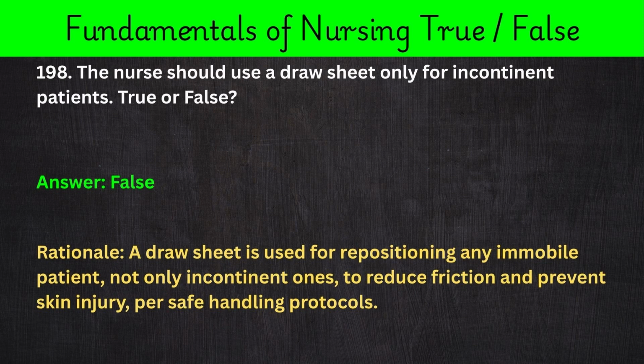The nurse should use a draw sheet only for incontinent patients. True or false? Answer: false. Rationale. A draw sheet is used for repositioning any immobile patient, not only incontinent ones, to reduce friction and prevent skin injury, per safe handling protocols.